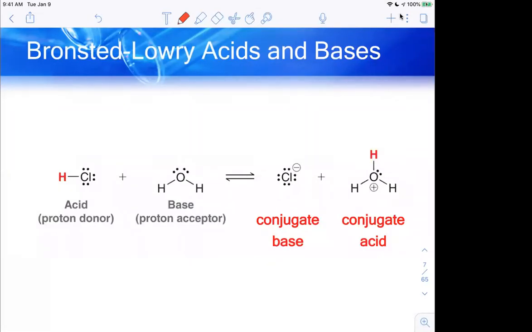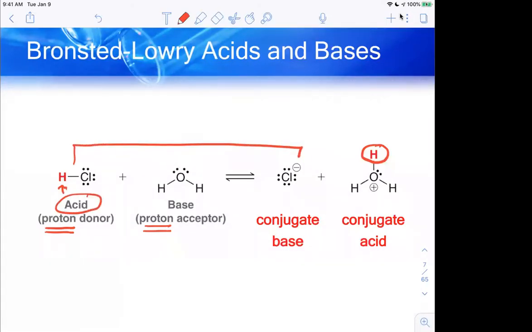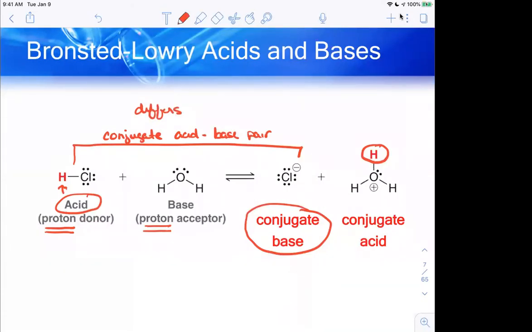Here, this hydrogen is actually going onto this water, right? So I'm losing a proton. The acid is donating that proton to the base. This is a proton acceptor. This and this are related. This is the acid and the conjugate base of the acid. So this is a conjugate acid-base pair. It only differs by one proton.